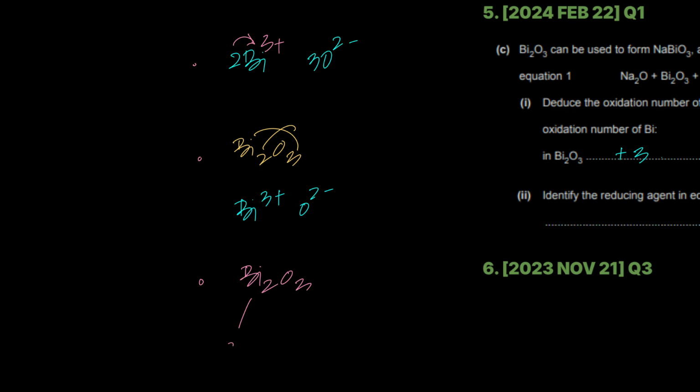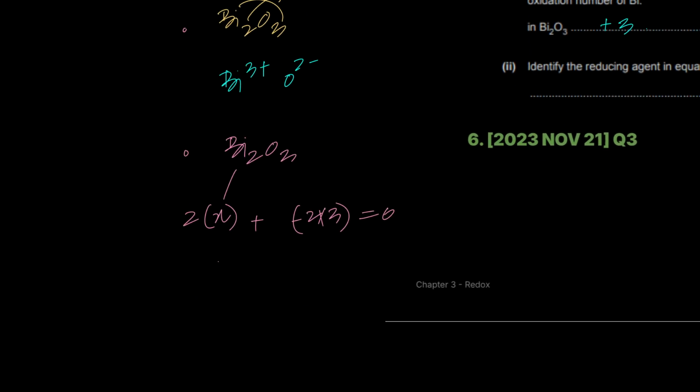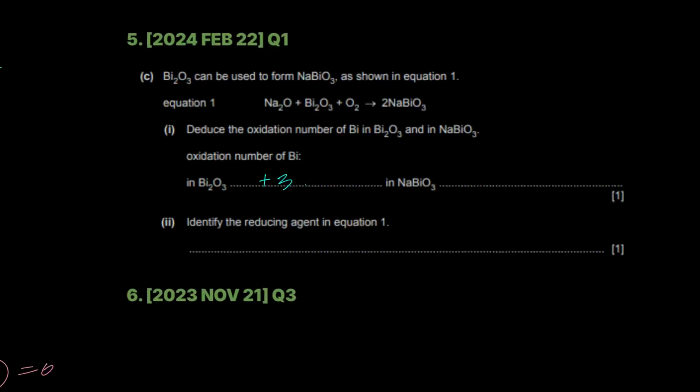The third way is to say bismuth is X. You have 2 times bismuth. Oxygen is minus 2, times 3, because you have 3 O's. Add them together. Overall oxidation number of any compound is 0. 2x minus 6 equals 0. 2x equals plus 6. X is equal to plus 6 divided by 2. That's plus 3. Multiple ways.